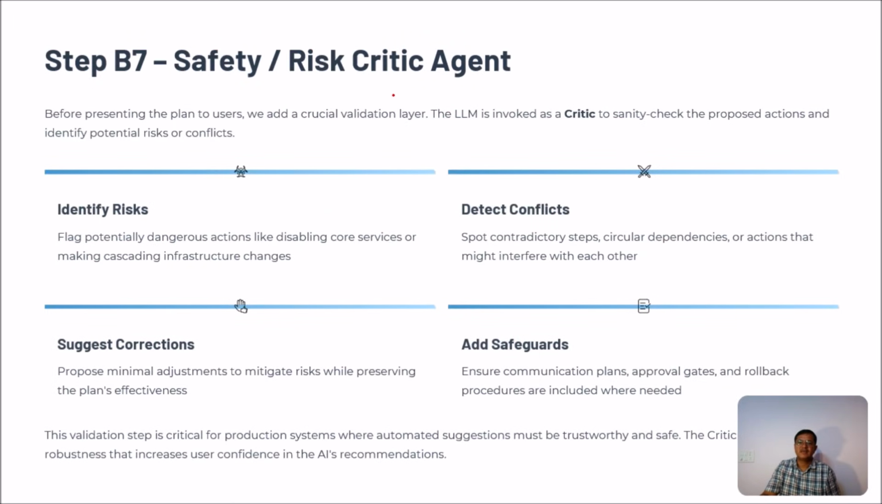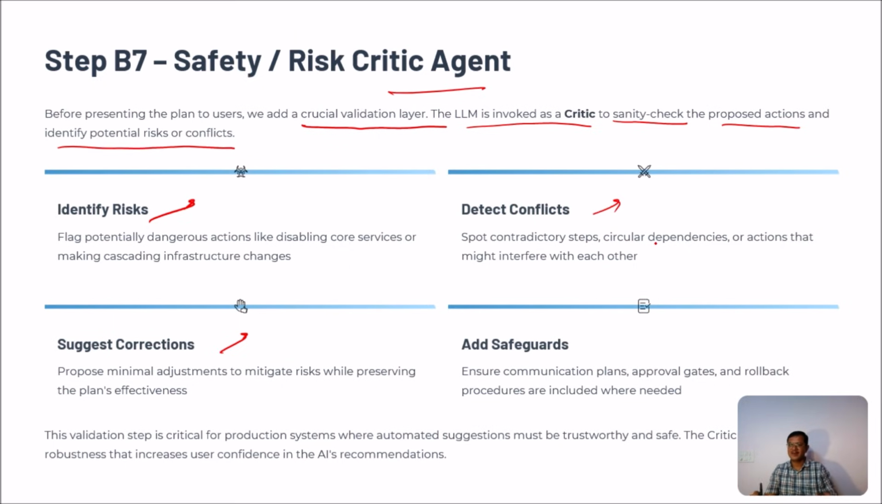Now the safety and risk critic agent. What is the role of this? Before presenting the plan to the user, we add a critical validation layer. The LLM is invoked as a critic to sanity check the proposed actions and identify potential risks or conflicts. For example, identify risks, suggest corrections, and detect conflicts, since your answers may conflict with each other. It also resolves these problems and adds safeguards. And finally, it provides the output.